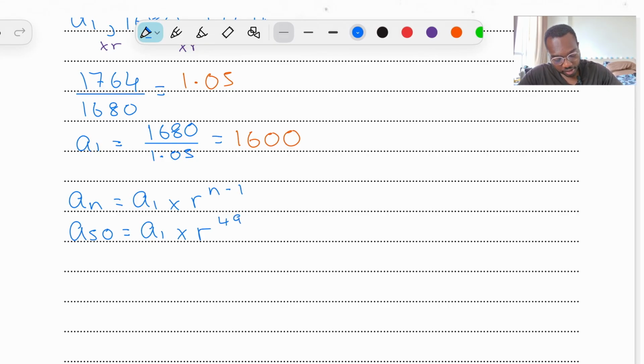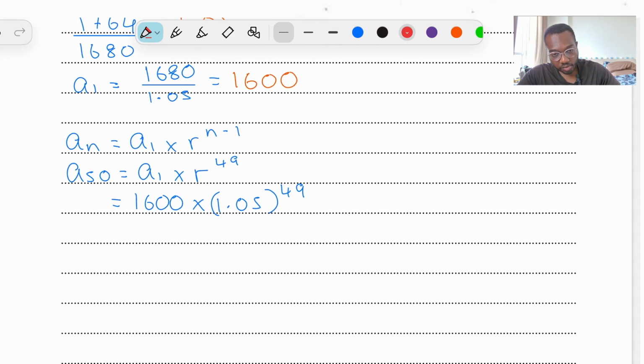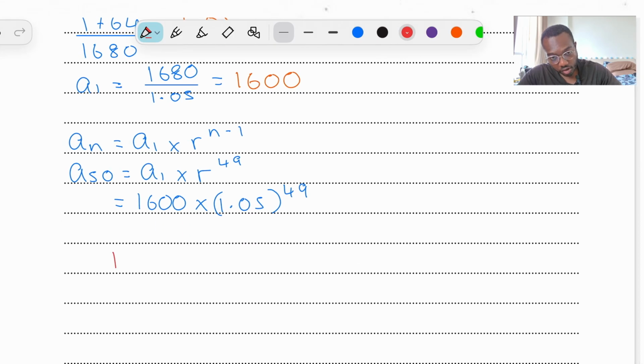So therefore, for us, that will be A1, which we know is 1,600, times R, which we know is 1.05. And that'll be to the power of 49, okay? And then if you were to put that into a calculator, we would get the answer of 17,474.121 dp, and that would be our answer, okay?